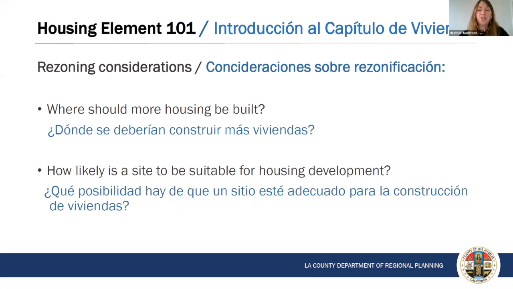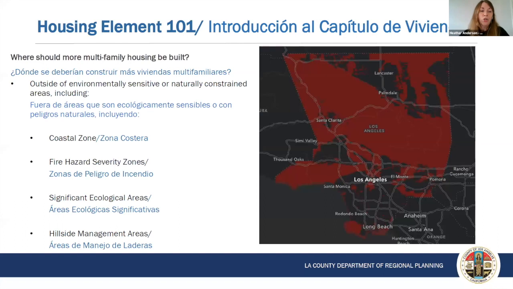So when deciding which sites to include in the draft rezoning program, many factors are considered. Together, these factors address 2 questions. First, where should more housing, especially multifamily housing types such as apartments and townhouses, be built in unincorporated communities? And second, how likely is a particular site to be suitable for multifamily housing development in the upcoming 8 years? So in determining what sites to include in the draft program to allow for more housing, the main goals are to encourage infill development in developed areas and to prioritize public health, safety, and equity.